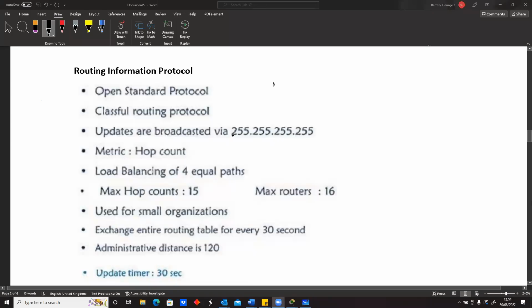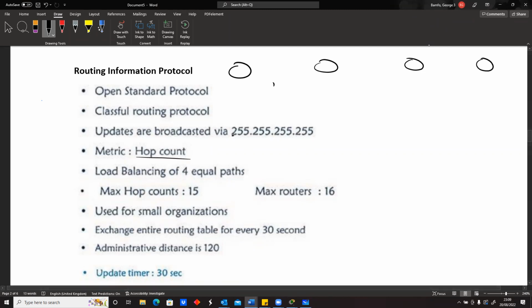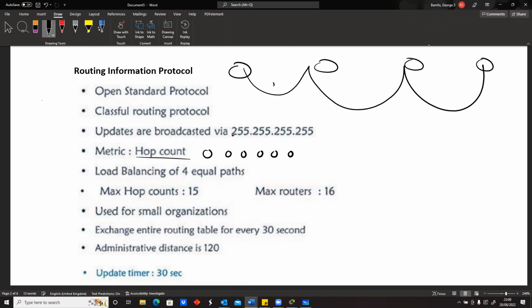So basically, with RIP, the metric is hop count. But the funny thing about RIP is that even though it is a good protocol, it can only travel up to 15 jumps, meaning 16 routers. When I say 16 routers, this is what I mean: from one router to the last router, it cannot be more than 16 routers.